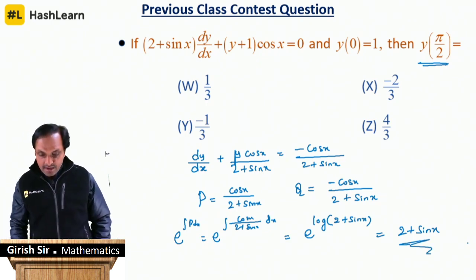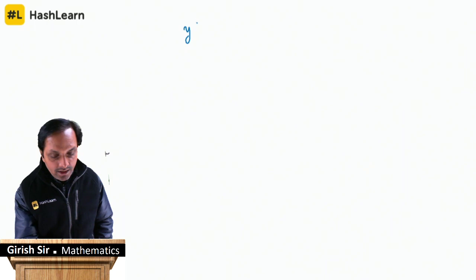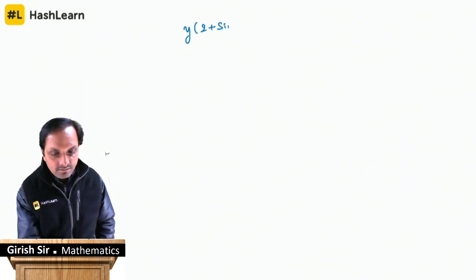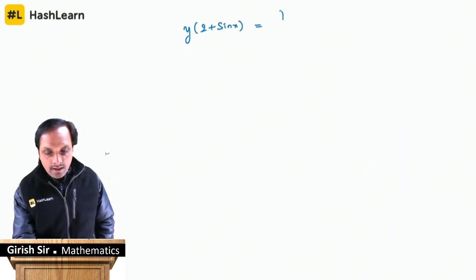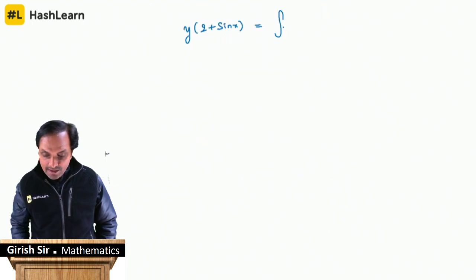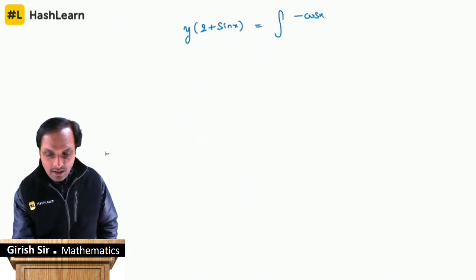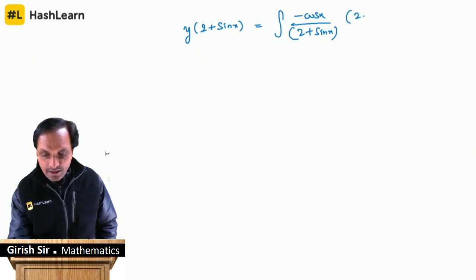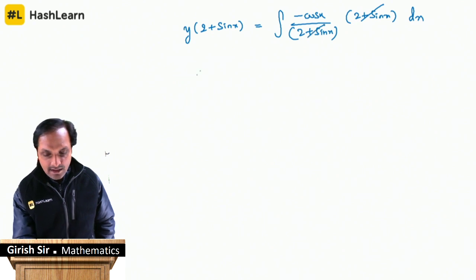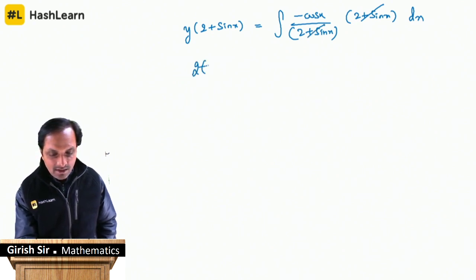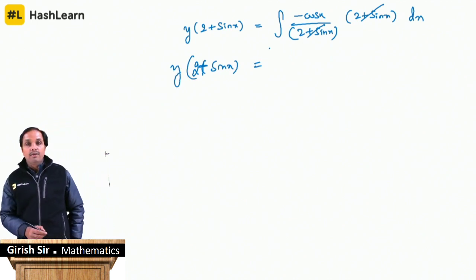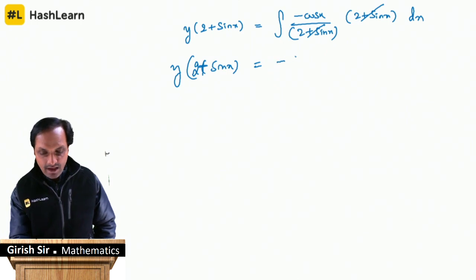So the general solution is given by y into the integrating factor 2 plus sin x. Q, what is q? Q is minus cos x divided by 2 plus sin x, into that integrating factor 2 plus sin x. After cancelling, you will have 2 plus sin x, y is equal to, what is the integration of cos? Sine.